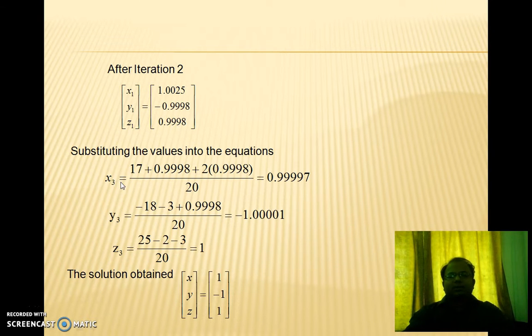So we get x1, then x2 and now x3, that is 0.99991, which is equivalent to 1. Then y3 is minus 18 minus 3 times 0.9998 upon 20, we get minus 1.0001, which is equivalent to minus 1, and z3 is equal to 1. So the solution is obtained: x is equal to 1, y is equal to minus 1, z is equal to 1. This is the required solution of the given simultaneous linear equations.